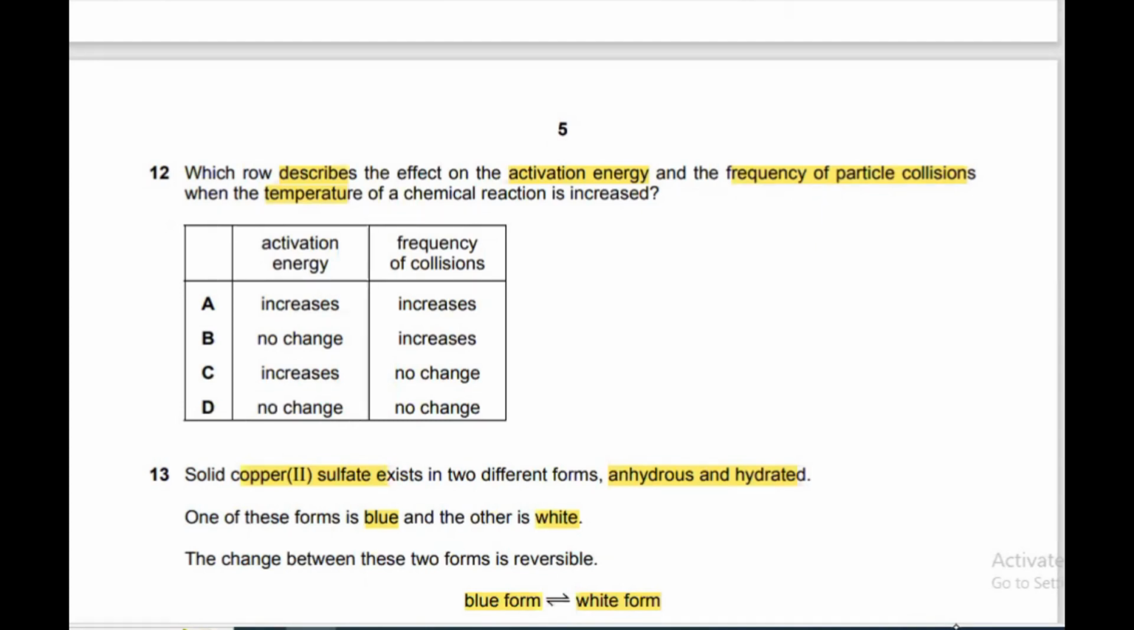Activation energy is not affected by the increase in temperature. It is only affected by using a catalyst. So if you use a catalyst, that lowers the activation energy. Frequency of the particle collision, yes, that will increase. If the kinetic energy of the particles increases, the particles will start moving at a rapid pace, and there must be more collisions per second.